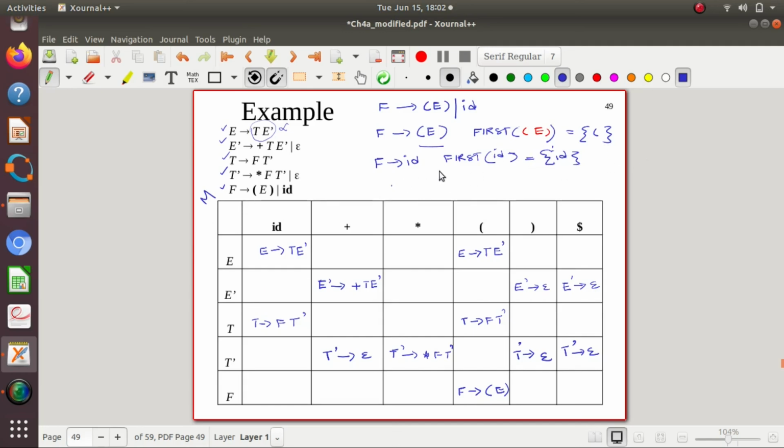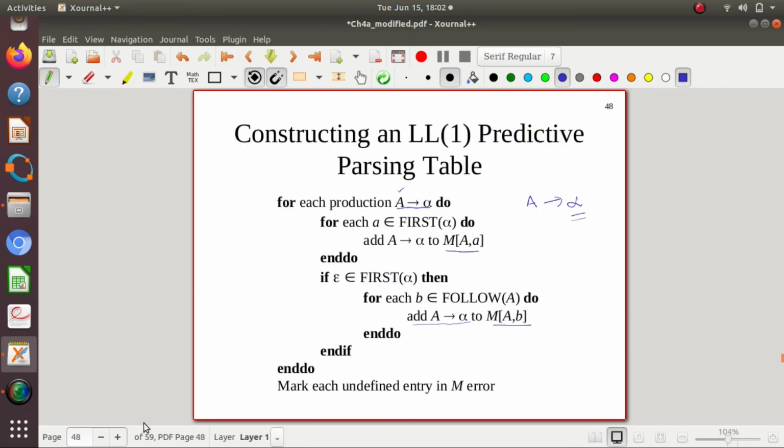So in this case there is no epsilon, and here this is F to ID. Here we have to add that production F gives ID. So now we have constructed the parsing table. This is how to construct the parsing table, and we have used this algorithm for each production.